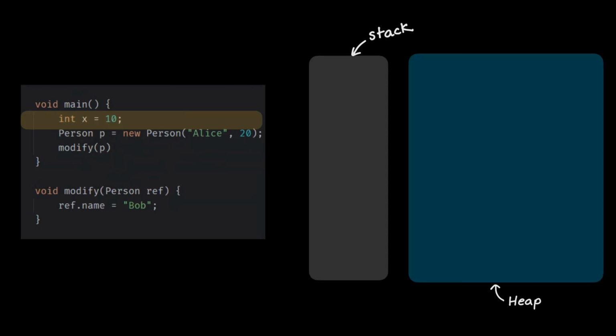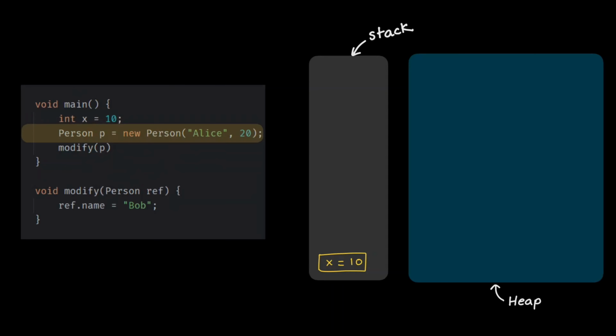When we are at the first line inside the main method, the first stack frame would be created for this main function inside the stack. Then when x equal to 10 is executed, the x would be stored on the stack because primitive variables are always stored in the stack. So that value would be stored on the stack.